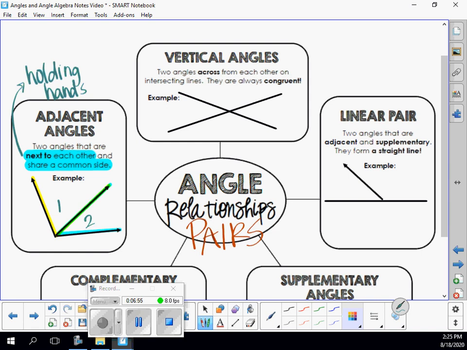Vertical angles are two angles across from each other on intersecting lines. They are always congruent. So there's two important things there: across from each other, and they are always congruent. So they're always equal. Well, if I look, I have a couple different angles happening here. I have this angle, and I have this angle, and I have this angle, and I have this angle.